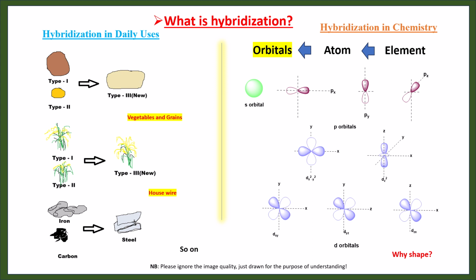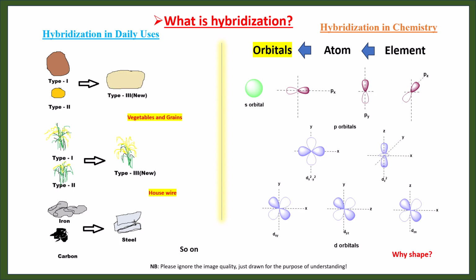Now, what is hybridization? In our everyday life, we have different vegetables and grains. Those are hybrid. Generally, how are they made? When genetically two different species are mixed together, then a new type of species originates, called a hybrid species. Similarly, steel is a hybrid material made by using iron and carbon, and there are so many materials or species in our everyday life. Those are hybrid in nature.